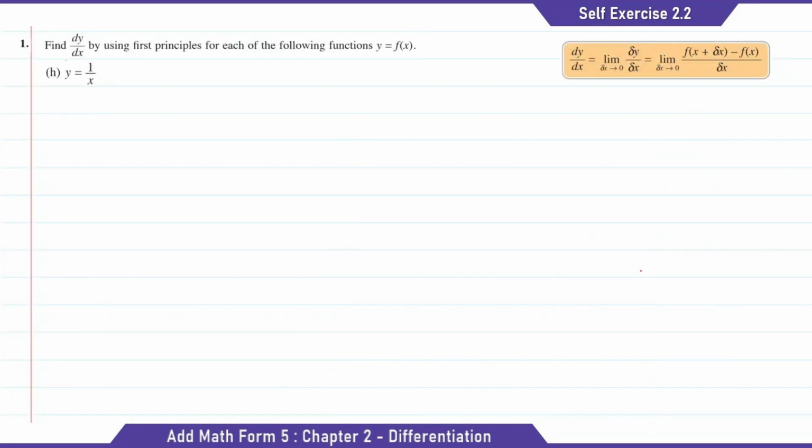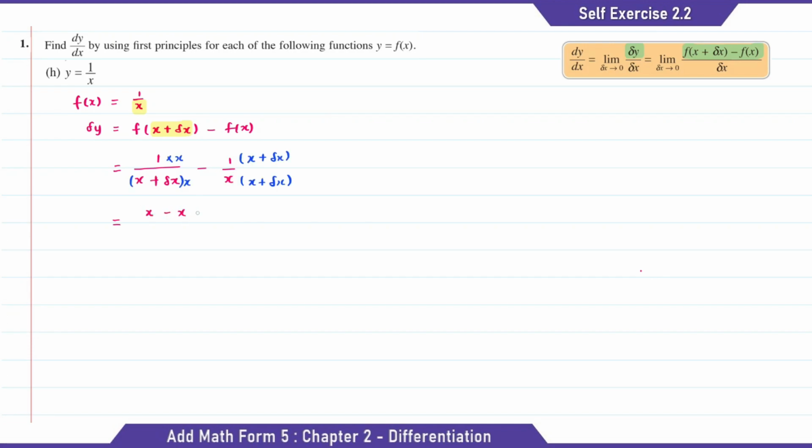Question H, y equal to 1 over x. So this is the same as f of x equal to 1 over x. So next, I'm going to substitute the x here with x plus delta x: 1 over x plus delta x, then minus the f of x, which is 1 over x. To solve this, I will need to equalize the denominator. So this is equal to x minus x plus delta x over x times x plus delta x.